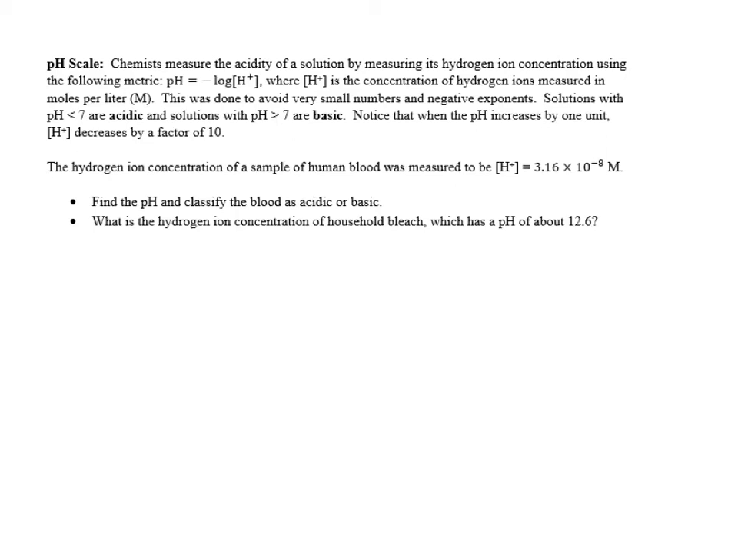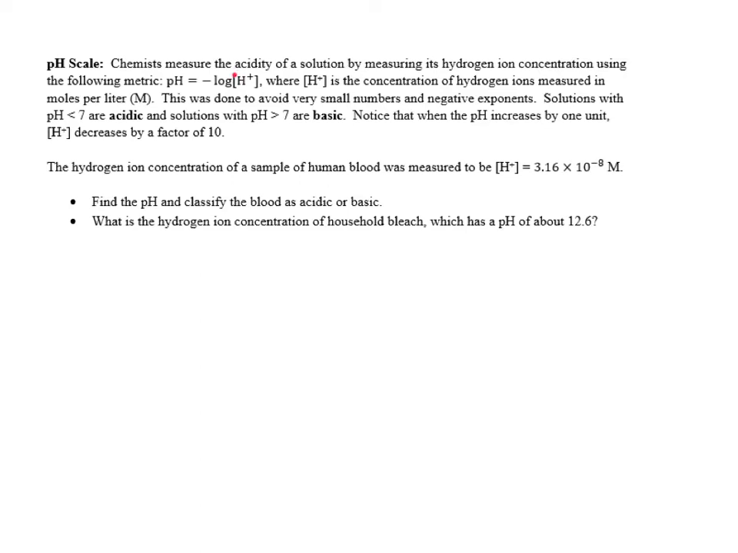All right, let's look at another quantity that's measured on a logarithmic scale. Here we have the pH of different chemicals. Chemists measure the acidity of a solution by measuring its hydrogen ion concentration using the following metric. The pH equals the opposite of the logarithm of [H+], where [H+] is the concentration of hydrogen ions measured in moles per liter, capital M.